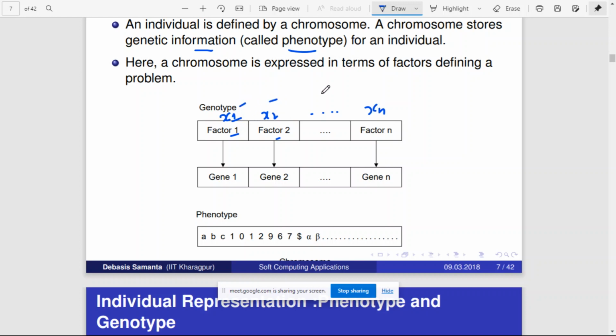Knowing that much is called genotype. But if you know exactly the value of x1, say x1 should be 2, x2 should be 5, so on and so forth, xn should be 4, if you know exactly the values of these parameters or variables, then we call it phenotype. Here for every factor the value is given. Maybe factor 1 is a, factor 2 is b, factor 3 is c. Then we know the actual gene information, so that is called phenotype.